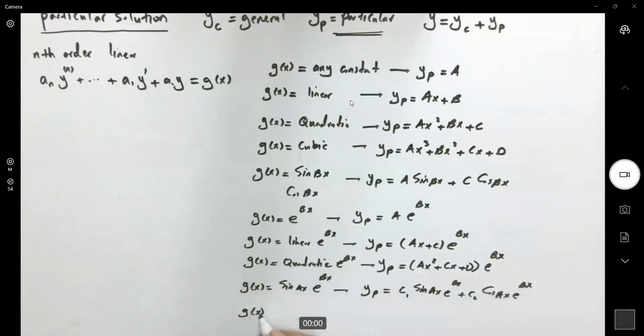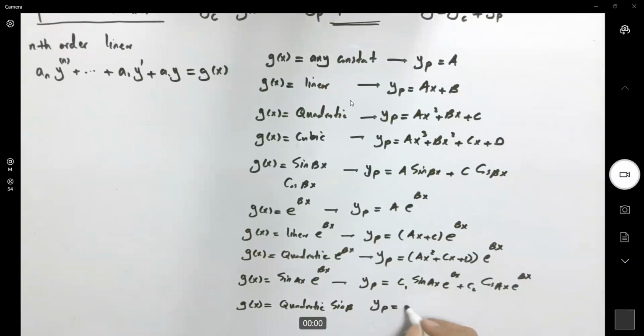If g of x is written in the form of a quadratic times a sine or cosine, so a quadratic times sine of bx, then y_p can be written as a quadratic times cosine plus a quadratic times sine: Ax squared plus Cx plus D, times sine of bx, plus Ex squared plus Fx plus G, times cosine of bx.